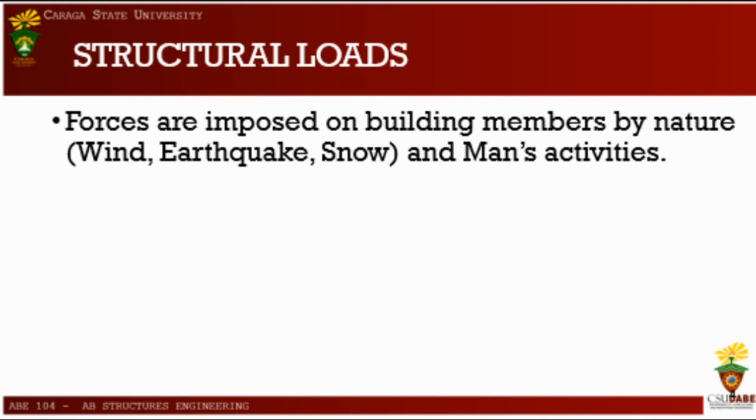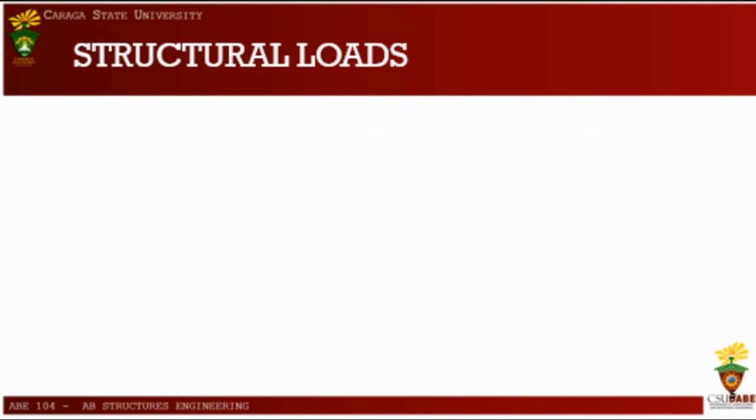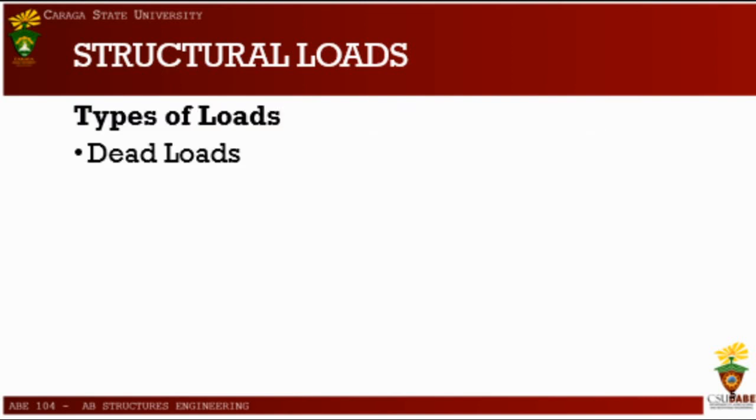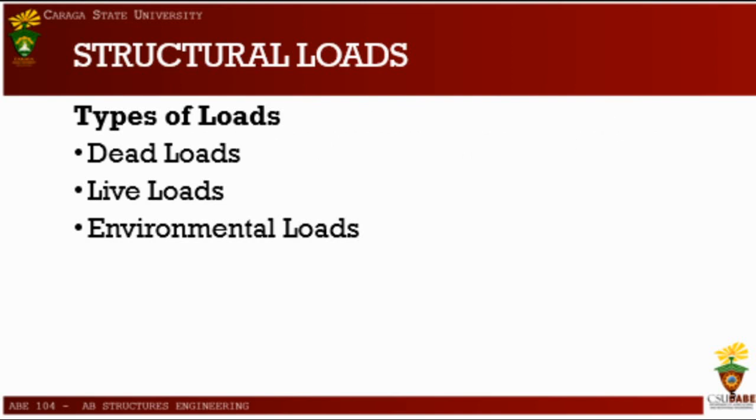And also, it should be noted that even if an attempt was made to design for the ultimate loading, failures still might occur because of a construction error, hidden defect, or even a mistake in design. Now, let's proceed to the different types of load. There are three general types of load: the dead loads, live loads, and environmental loads.